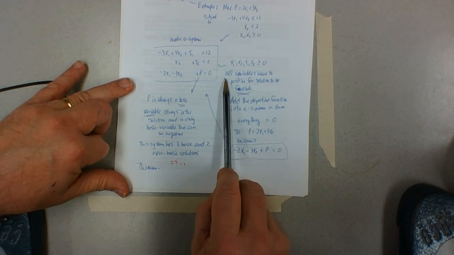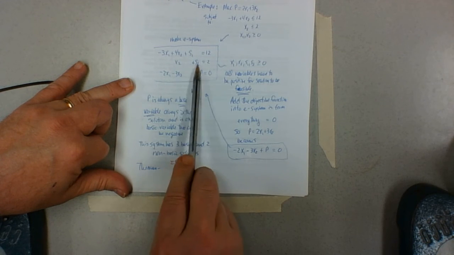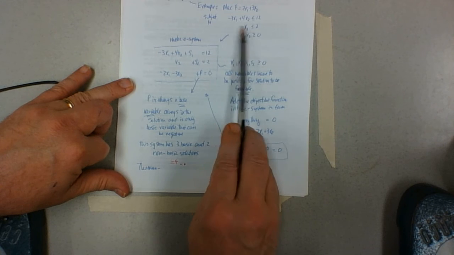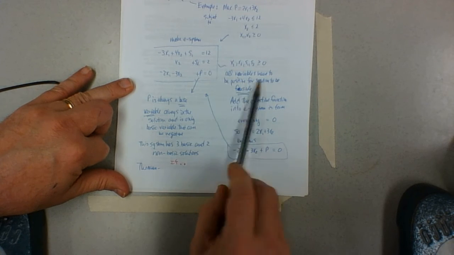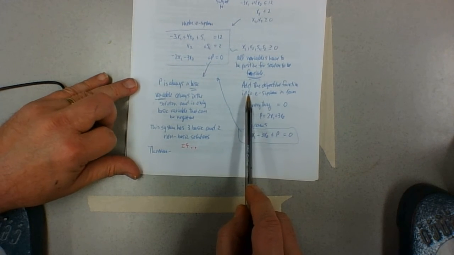If all the variables have to be positive, so in my system that I started with right here, x1, x2, s1, s2 from the E system to the I system have to be positive in order for the solution to be feasible. I talked about that a minute ago.